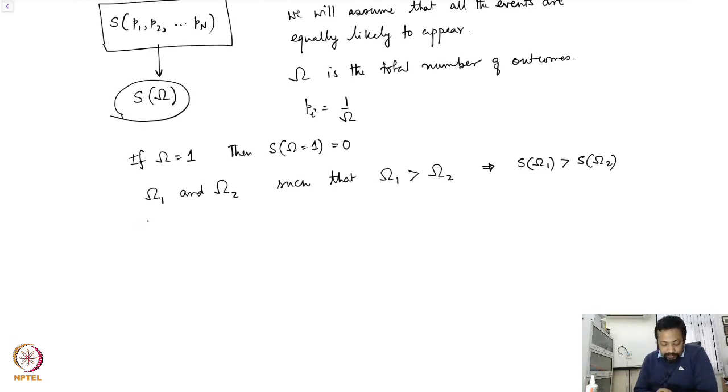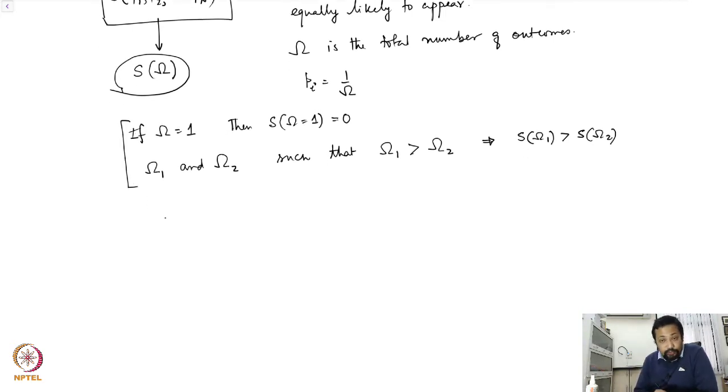Now let's say that with these tools, with this information that I have in my hand, I have two events with outcomes omega 1 and omega 2, and I do them simultaneously. So that the total number of outcomes is omega 1 times omega 2, right? For example, I can toss a coin and roll a die, right? So now I want to know what is S of omega.